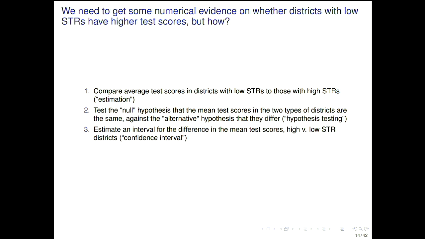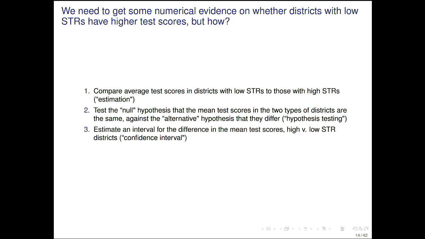So what we want to have is numeric evidence on whether districts with low STR have higher test scores. Basically, we want to measure something. We want to estimate, and then after estimating the outcome variable, we want to run some hypothesis testing, and we want to summarize the uncertainty around our measure using a confidence interval, things like that.